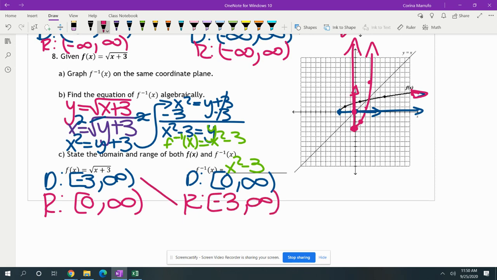If you notice on your inverse functions, the domain should be the same as the range, and the range should be the same as the domain of the original functions, because we switched the x and the y's.